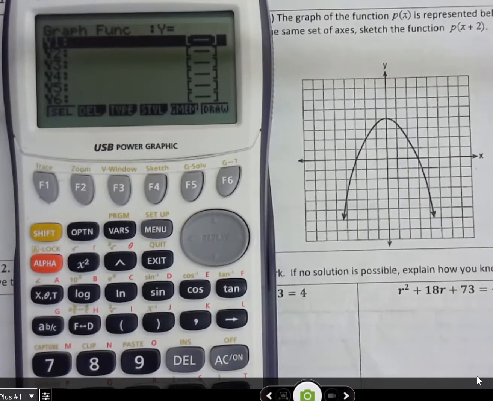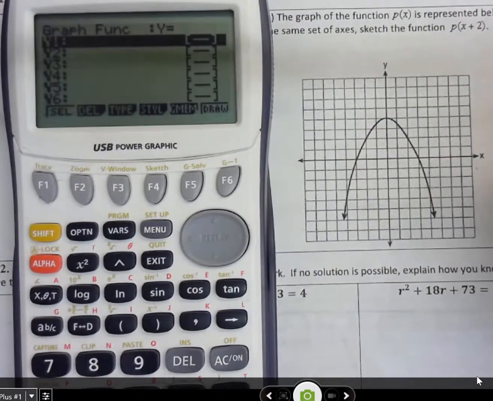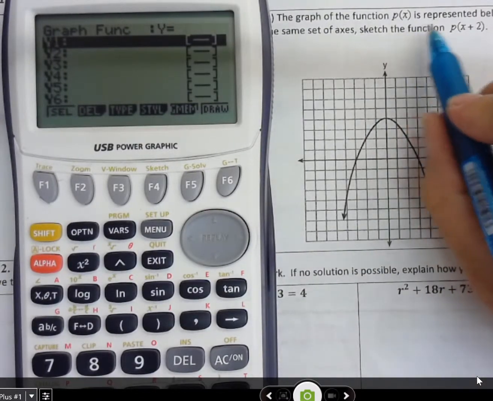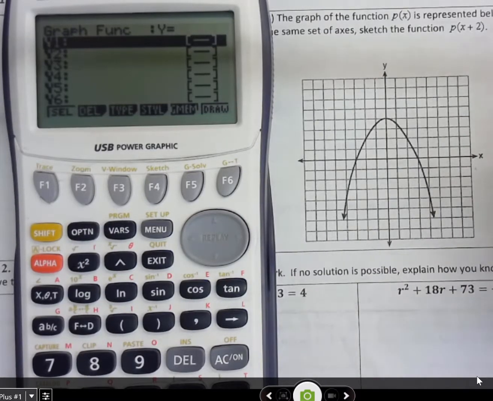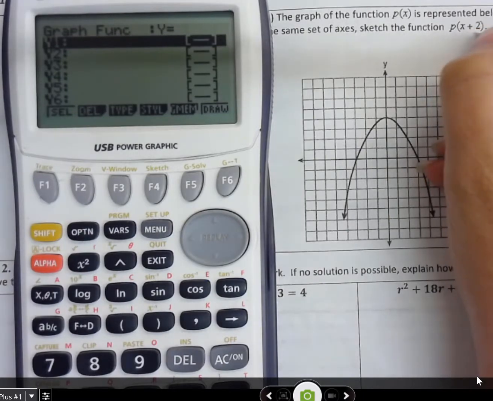I'm looking at the spring final, question 1B. The graph of the function p of x is represented below. On the same set of axes, sketch the function p of x plus 2. So we notice here that the plus 2 is inside of the grouping symbols.